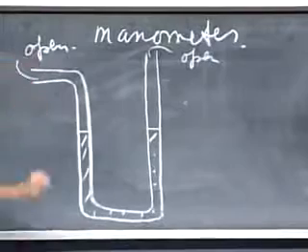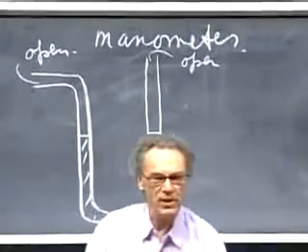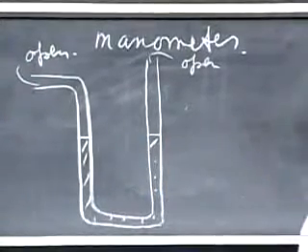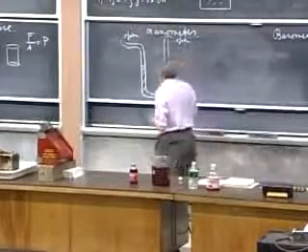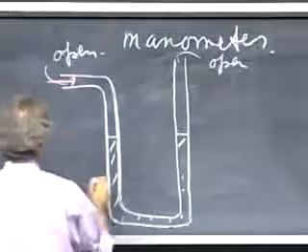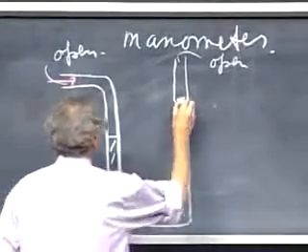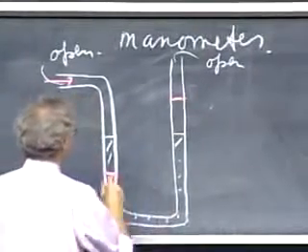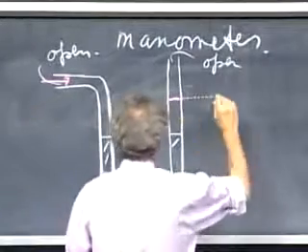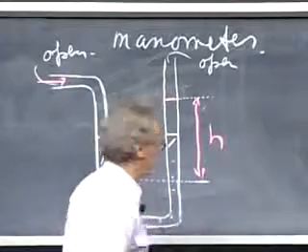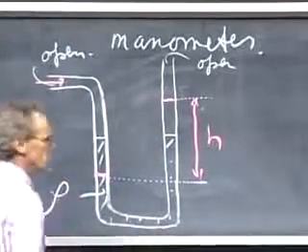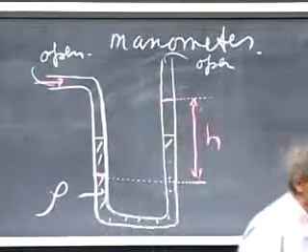I put my mouth here, and I'm going to see how much overpressure I can produce in my lungs by pushing, by blowing. And so I'm going to blow in here, and then this level will go down, and this level will go up. And this height difference, let's call that h. And the density of this fluid is rho. We will use water for that.